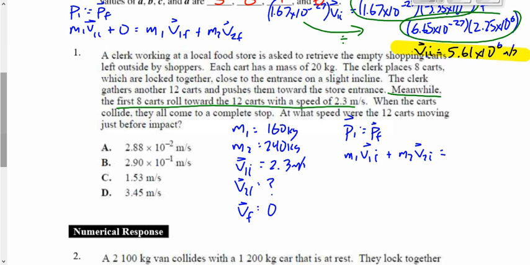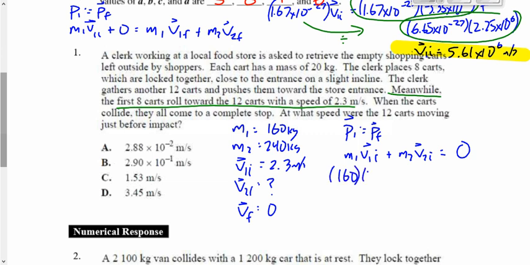Yeah, they stopped, right? They all stopped. So why don't I just write in a 0 there, right? I could write in M total times VF, and Sean, you said the total mass is 400 kilograms. I could multiply 400 by 0, and guess what I get? 0, right?